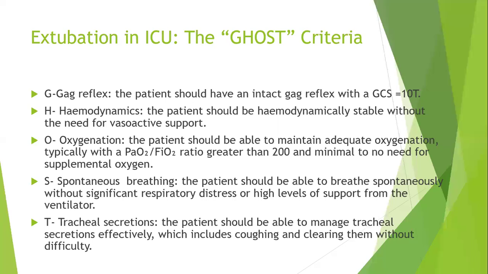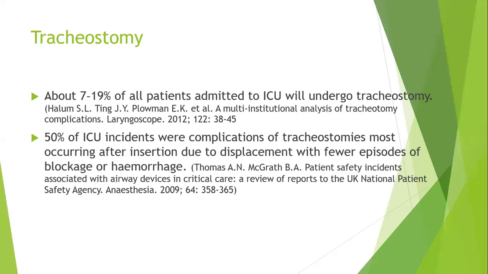The patient must be hemodynamically stable or requiring little or no vasoactive support. The patient should be able to maintain adequate oxygenation with your PF ratio greater than 200. 200 is small for me, but the book said 200. I would like a PF ratio above 250. And there's no need for supplemental oxygen. Patient is breathing spontaneously and requires little or no support from the ventilator. Tracheal secretions: the patient should be able to manage his or her tracheal secretions effectively, which includes coughing and clearing them out without difficulty. I think we'll stop here.